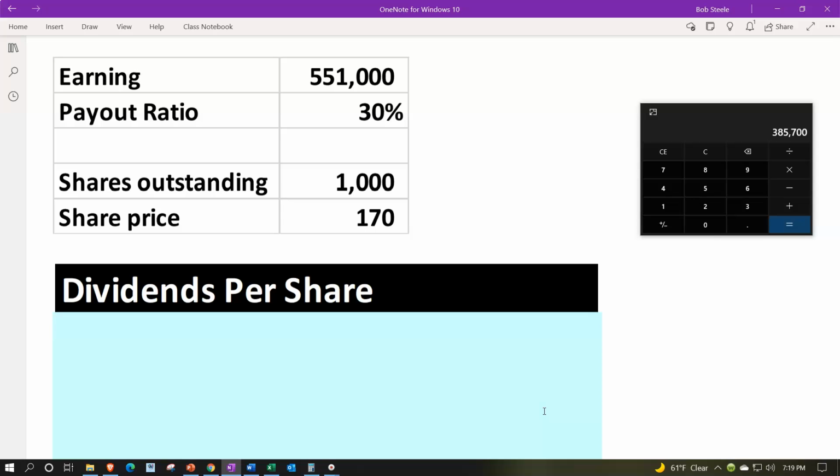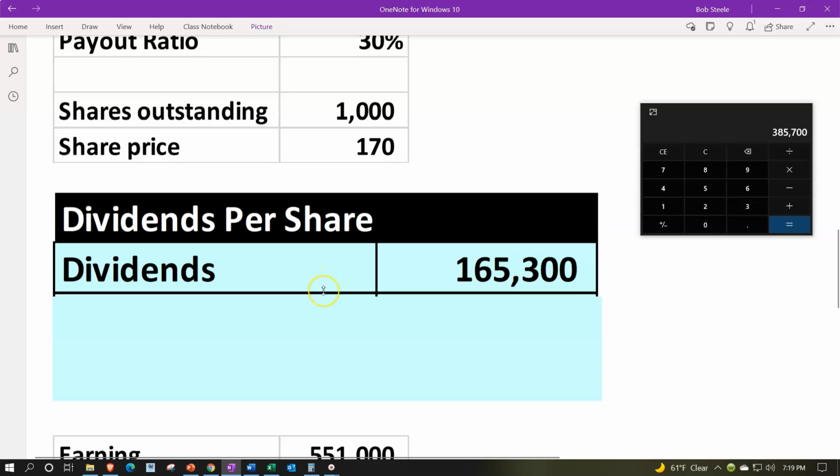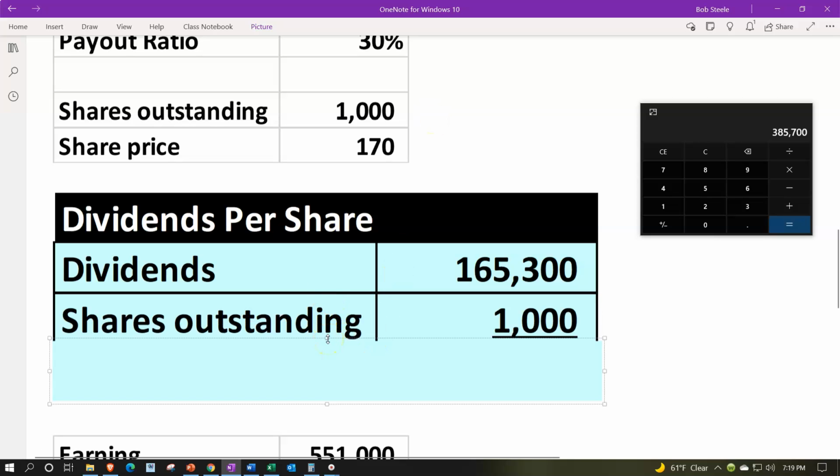So whenever you look at these calculations, we want to think about it in aggregate as a total. And then we can break them out per set unit, which are basically what the shares are going to be. So then, of course, we can think about our dividends per share calculation. We can say the dividends are 165,300. We're saying that there's going to be 1,000 shares out there. They all have the same dividend. That's the point, if they're the same type of stock.